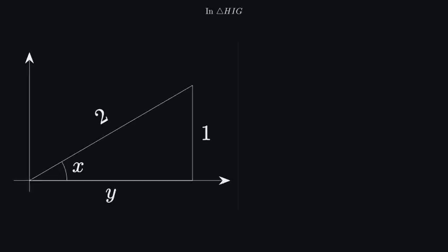Next, find tan of x. Tangent is opposite over adjacent. The opposite side is 1, and the adjacent side is √3. So tan of x equals 1 over √3. To remove the surd from the denominator, multiply the top and bottom by √3. This gives tan of x equals √3 over 3.